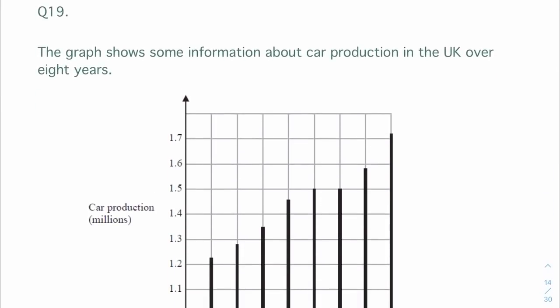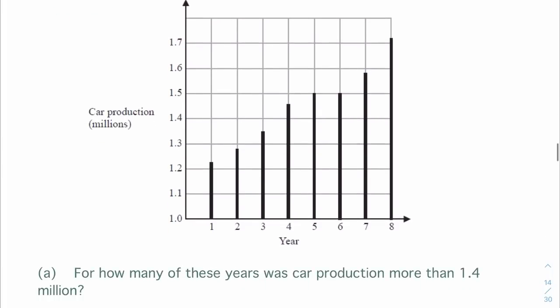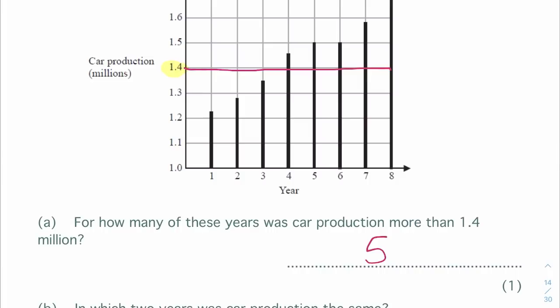Okay, question 19. So we have a graph here. It says the graph shows some information about car production in the UK over 8 years. And we can see from the graph that it's been increasing over those years. So for how many of these years was car production more than 1.4 million? Well, 1.4 million is just here. And if we trace across, we can see those years here, 1, 2, 3, 4, 5, they were all above 1.4 million. So our answer for that would be 5.